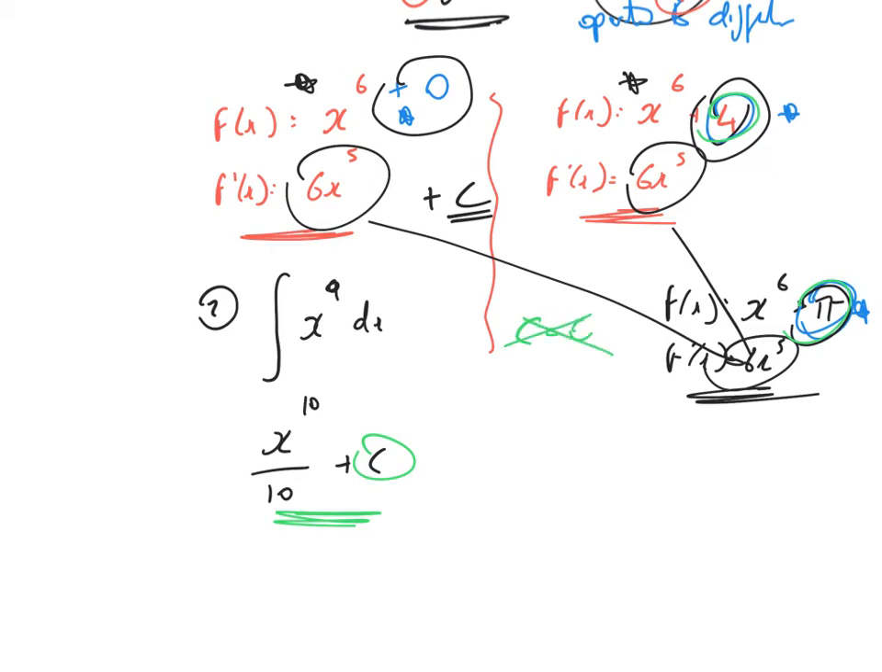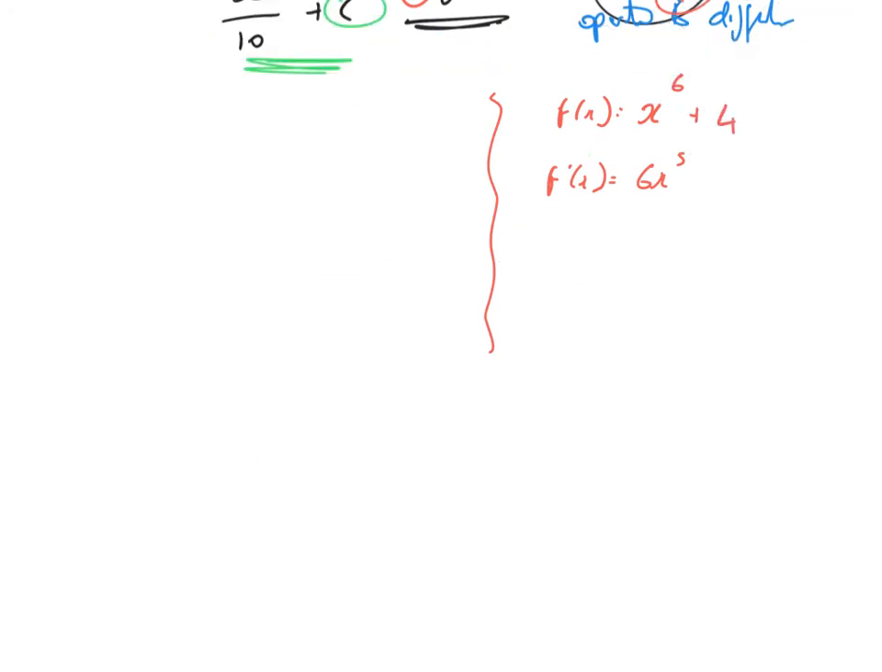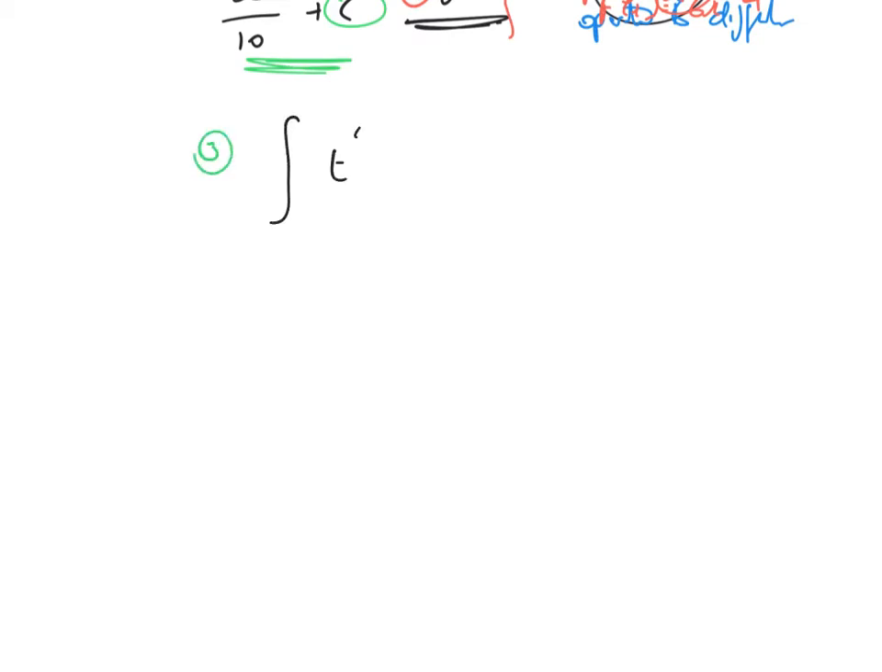Okay. So let's try an example 3. Remember that the main rule for integration then is you add 1 to the power, divide by your new power. Okay, let's try example 3. We're going to integrate t to the 6. Okay, so add 1 on the power, divide by my new power, add on the constant of integration.